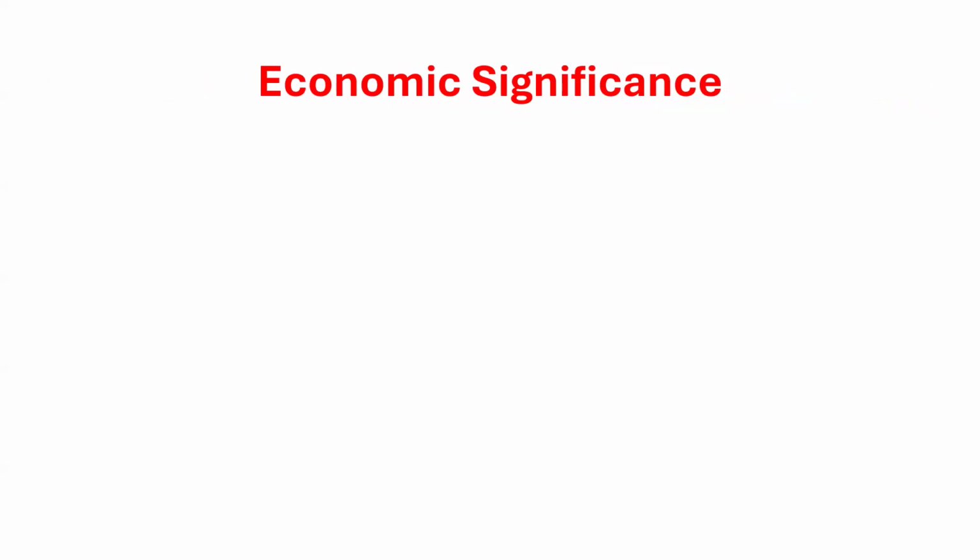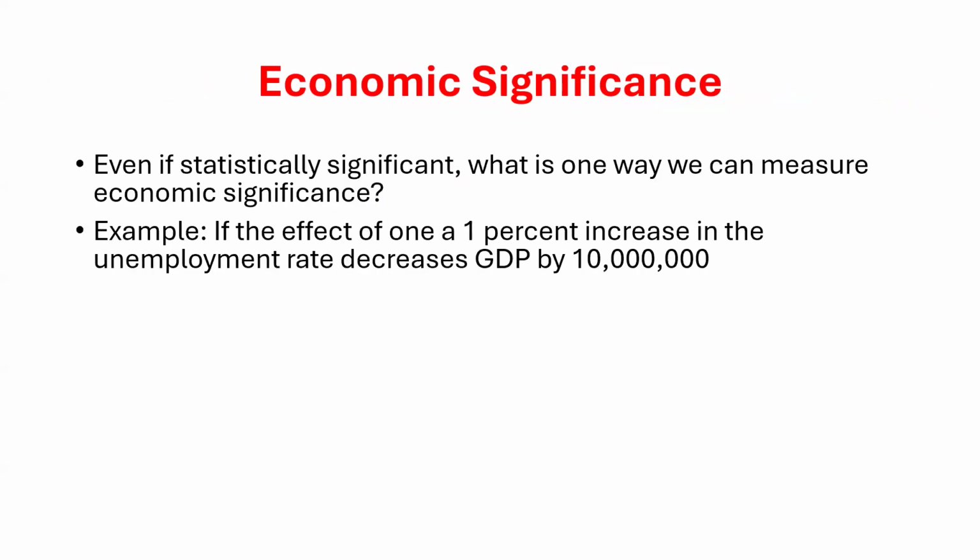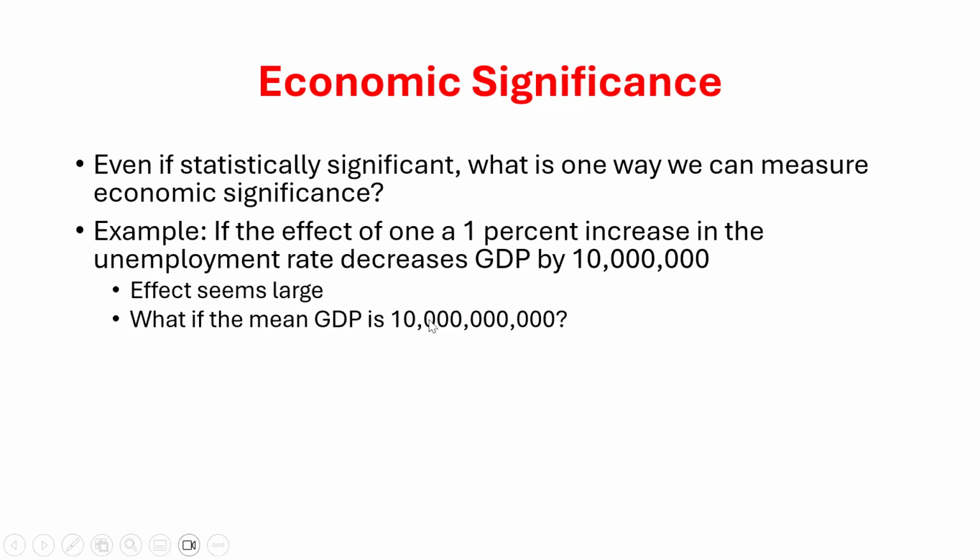So once again, this might look like a similar slide because we've already talked about this. But if I'm thinking about GDP, what's the effect that a 1% increase in the unemployment rate is going to have on my GDP? Well, if it decreases GDP by 10 million, is that a large effect? Kind of, but GDPs are in the trillions, billions of dollars. So no, it's pretty small. It seems large, but the actual underlying Y variable is way larger than that. So it's a pretty small increase.